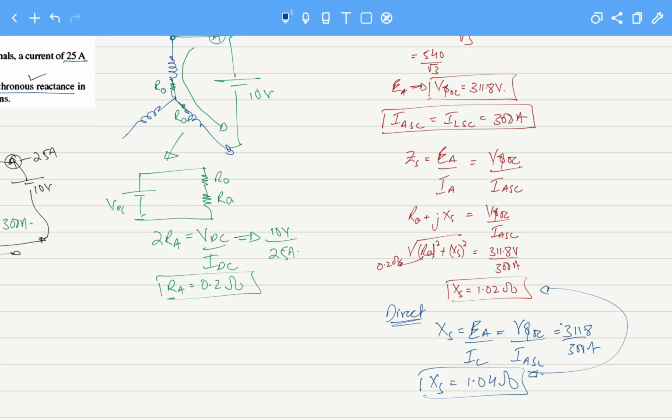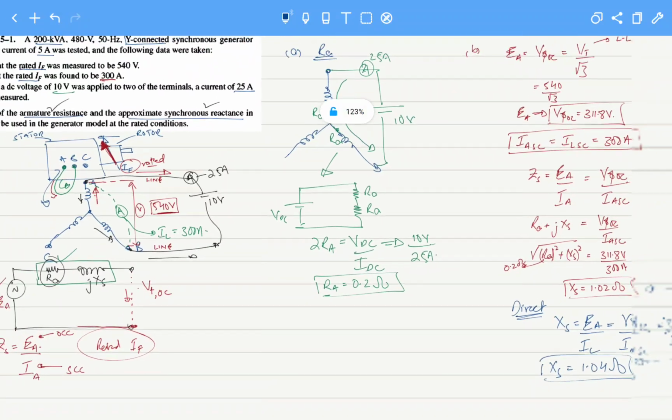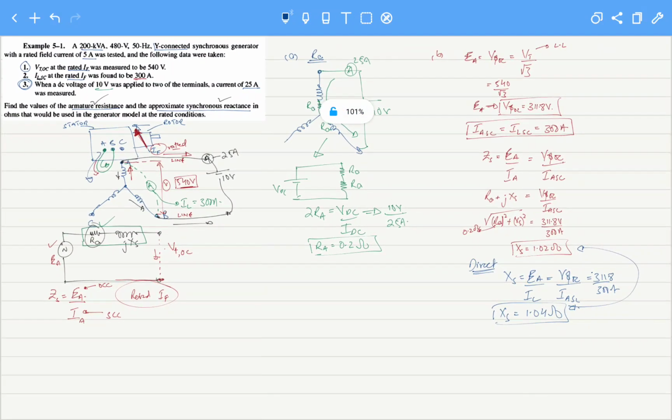So in this way we can solve these parameters for our circuit. I hope it helps. Thank you.